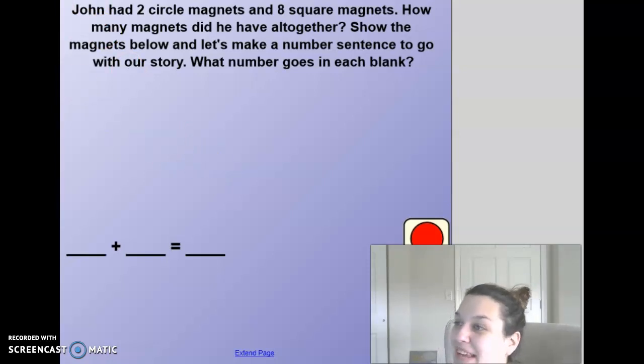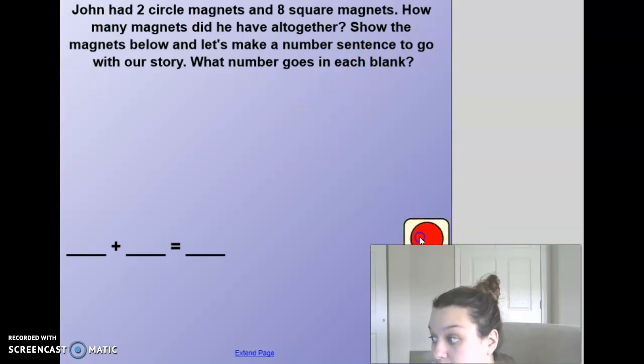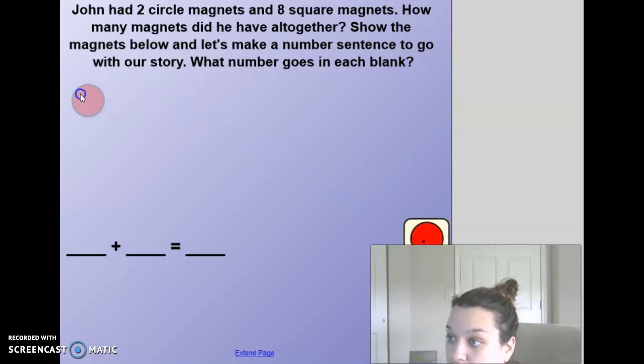All right, let's see what we got. So remember, I'm just using the circle counters, even though it said we had circle and square ones. As long as you make a great number sentence and a picture to match our story, we're good. But I'm just using the circle counters, okay? So that's why mine won't be circle and squares.